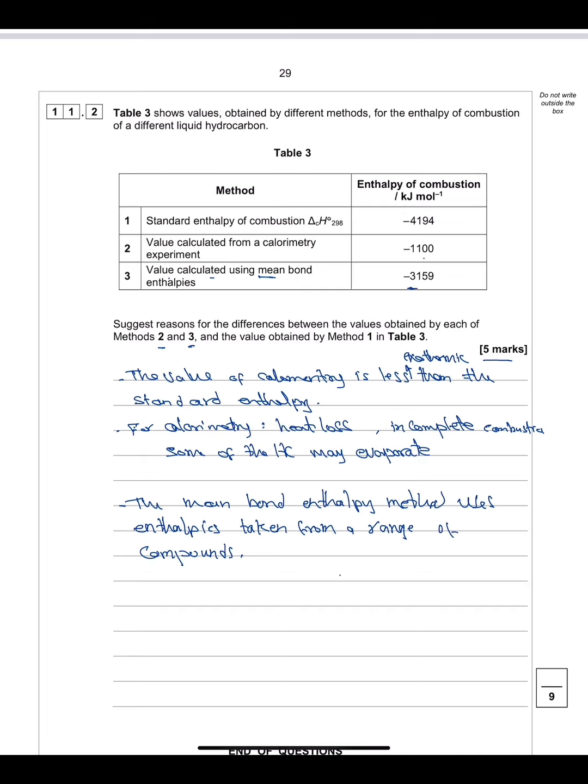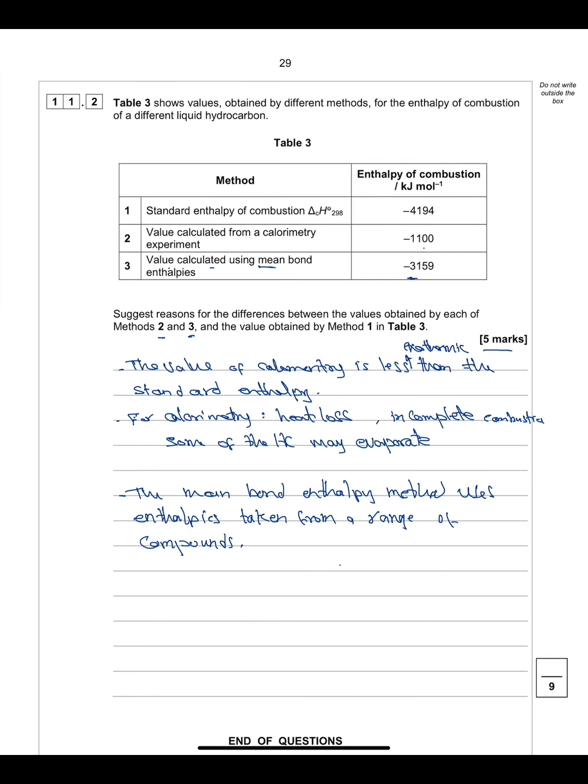You could also refer to the fact that the value from the bond enthalpy data ignores energy changes in vaporization of the fuel or the condensation of water. This is why it doesn't account for all the energy that has been used during this experiment. So this is how to get the full marks on this question.